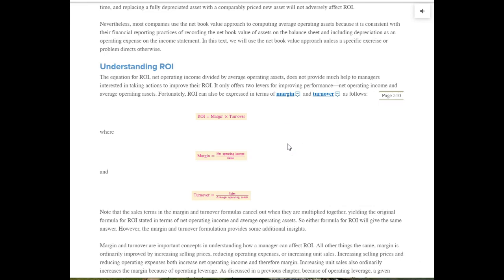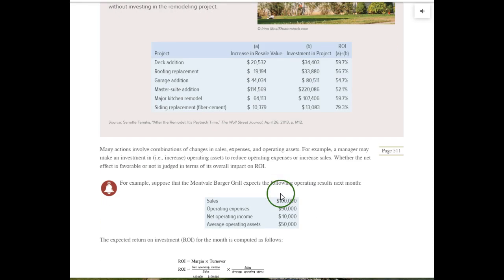To understand ROI a little bit further, we can break it down into two parts, margin and turnover. I'm not sure if you can read that full word right here, but that's margin and turnover. So what is margin? Again, you probably had this in your first accounting course. Margin is simply net operating income divided by sales. Turnover will be your sales divided by average operating assets. So it's a nice simple definition. Let's see how to use that.